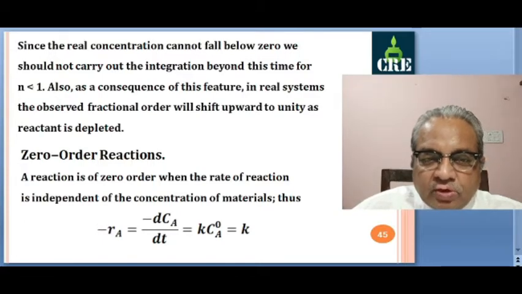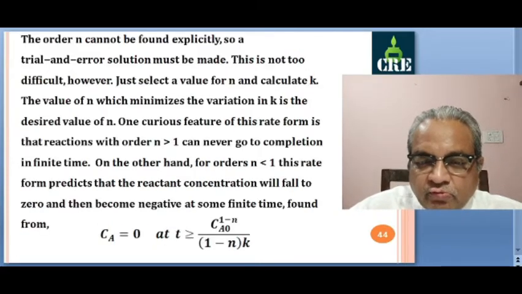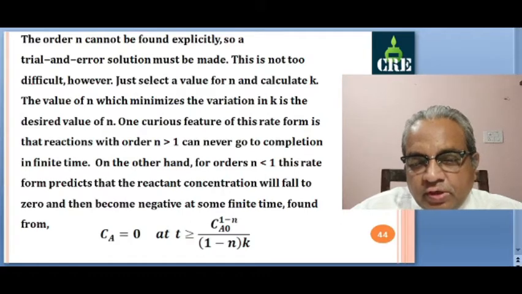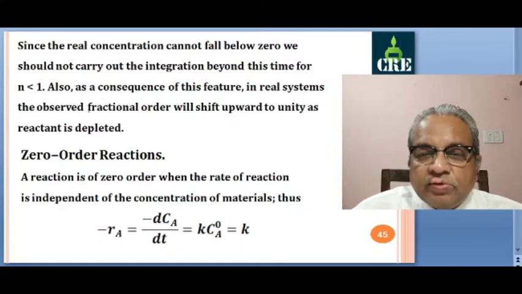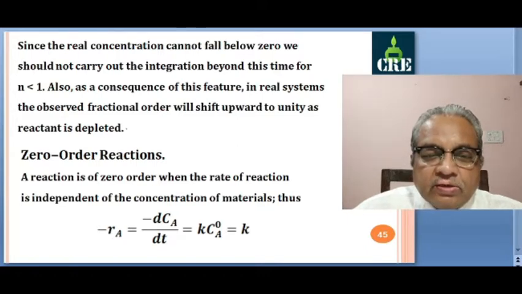Whereas for n less than 1, we have this value at t equal to Ca0 raised to 1 minus n divided by (1 minus n) times k. The concentration becomes 0, and if you substitute a t greater than this, the concentration will be negative, which is meaningless. Also, as a consequence of this feature, in a real system, the observed fractional order will shift upward to unity as the reactant is depleted.